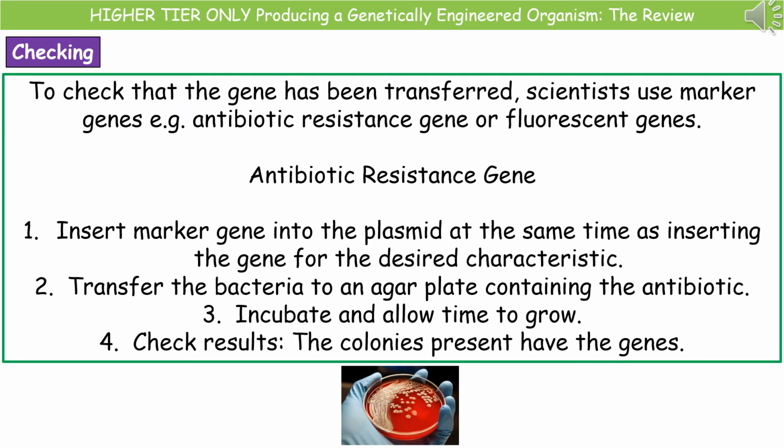Once we've actually carried out this process, we need to check that the gene has been transferred, and the way we do this is through the use of marker genes. Now, these will either be antibiotic resistance genes or fluorescence genes. If it's an antibiotic resistance gene, we insert the marker gene into the plasmid at the same time that we insert the gene for our desired characteristic. We transfer the bacteria to an agar plate that contains the antibiotic, incubate it, give it time to grow, and then the colonies that are present on that agar must have the genes present because they're resistant to the antibiotic.